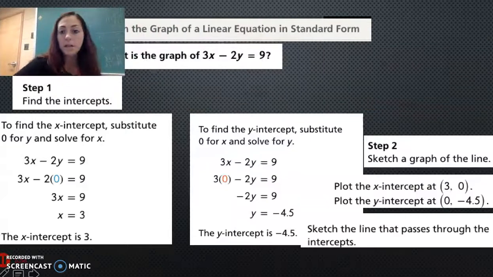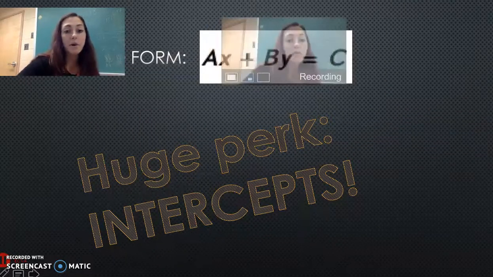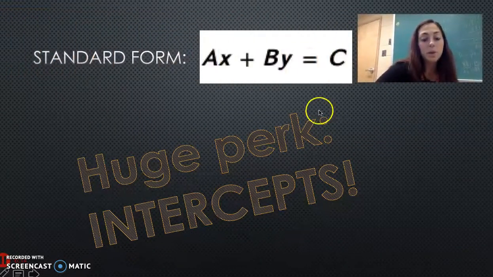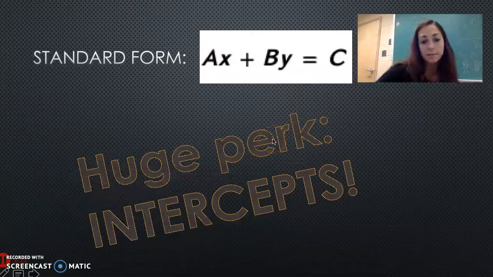Now we'll sketch the line that passes through these intercepts. Let's move me because the graph is coming there. All right, so I've got my negative 4.5 for my y-intercept. You see that blue point there. And then on the x-axis, my 3 is plotted, and then draw a line through. That's pretty cool. Almost done. So standard form, the huge perk is the intercepts. It's set up really nicely for you to find your intercepts.